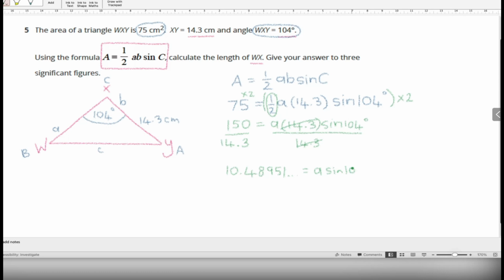Now I want to get A alone, so I'm going to divide by the sine of 104 degrees. The sine of 104 degrees above the line and below the line will cancel out, so I'm just left with A. Whatever I do on the one side, I have to do on the other side as well, so I have to divide this value by the sine of 104 degrees as well. And that leaves me with 10.8. So the length of WX is equal to 10.8 centimeters.